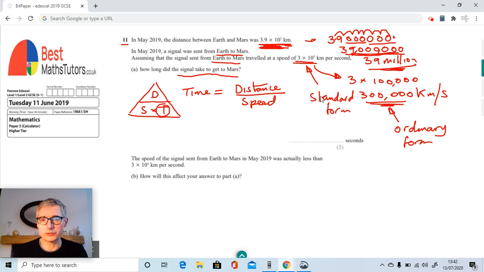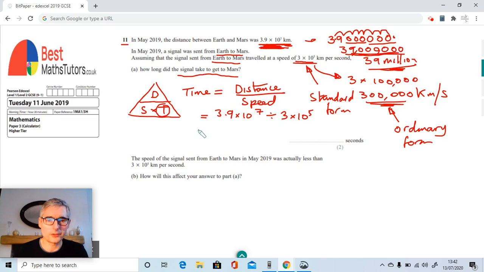So it's a lot easier if we can work in the standard form. And let me show you how we would do that. So we've got 3.9 times 10 to the 7. And what we're going to do is divide it by 3 times 10 to the 5.